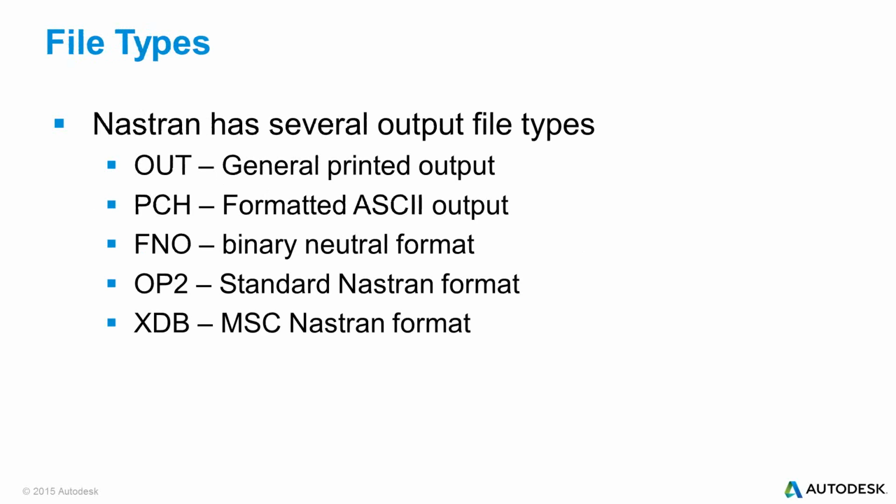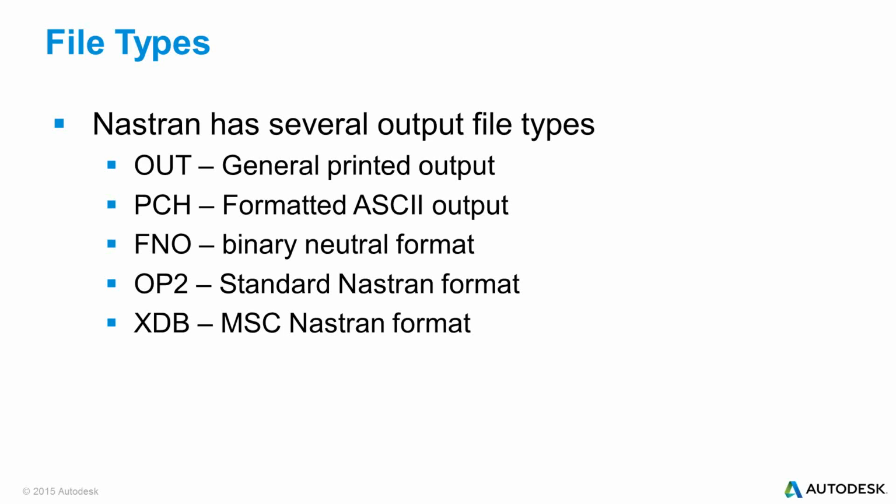NashTran itself produces quite a few different output file types that are general output. The Outfile that you get when you run a job is a general printed output, and it can have results, it can have other stuff. I'll talk about a lot of the stuff that goes in that. But you always get an output file, and it may have more or less depending on what you've asked for. There's a much older format that I'll talk a little bit about called a punch file, and it's a formatted ASCII output, and I'll show you how to ask for all of these.